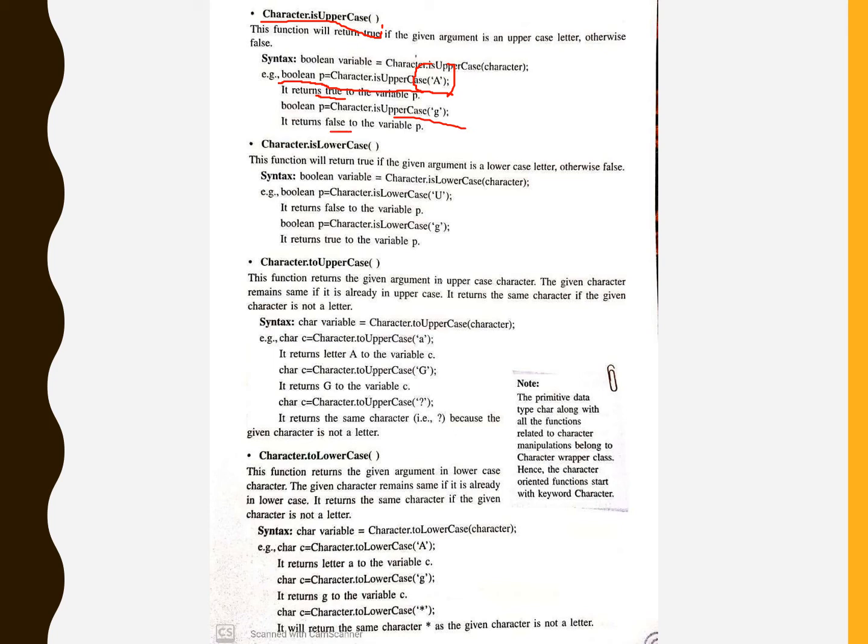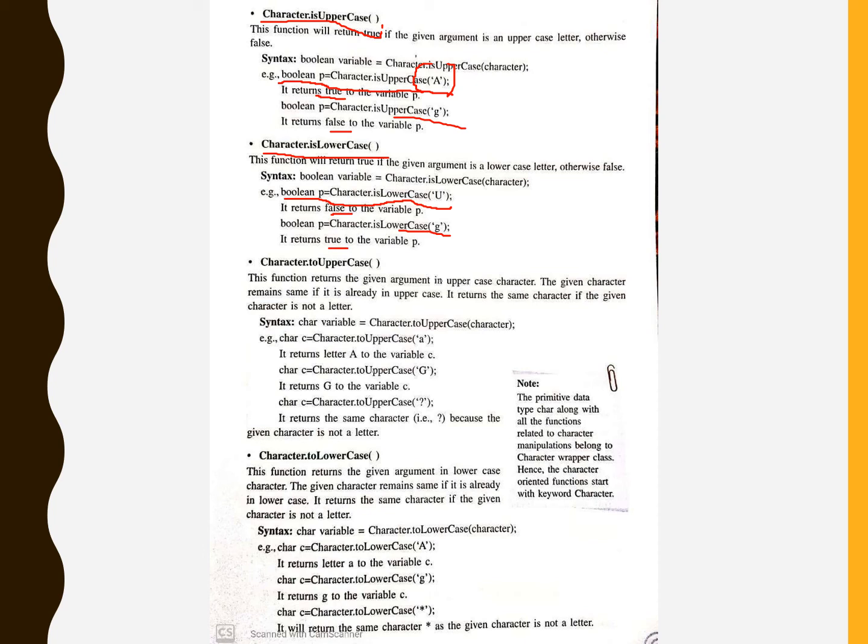Next function is Character.isLowerCase. It checks whether the entered character is in lowercase or not. If it is in lowercase, then it returns true, otherwise it returns false. Boolean p = Character.isLowerCase('U'). So it is in uppercase, so it will return false. Here g is in lowercase, so it will return true.